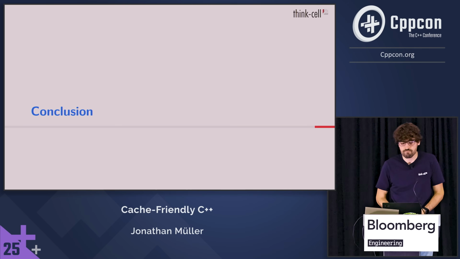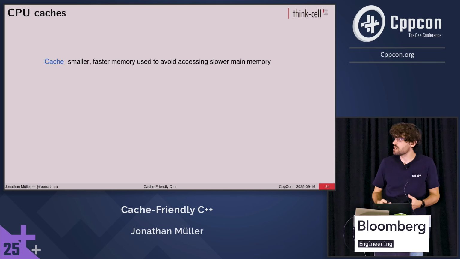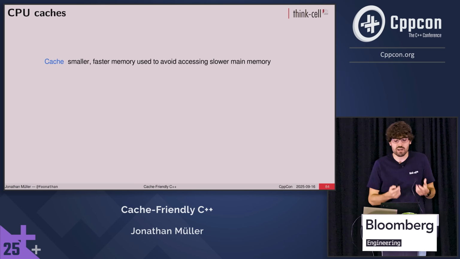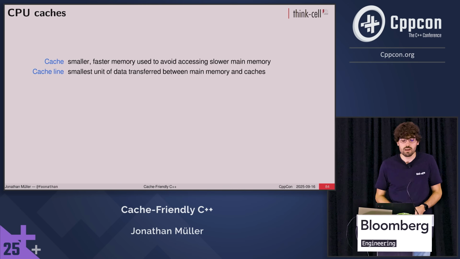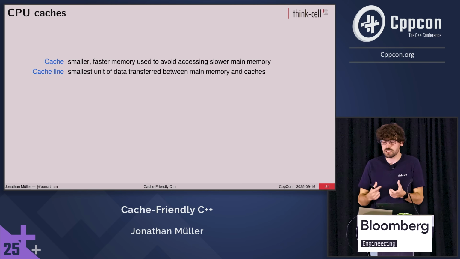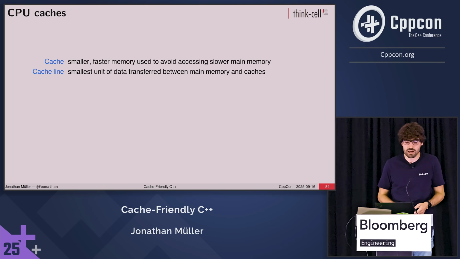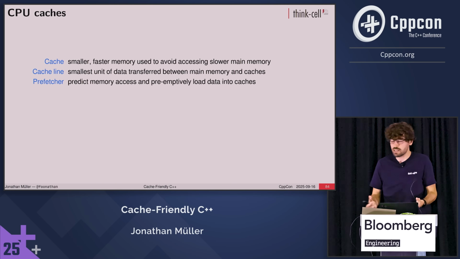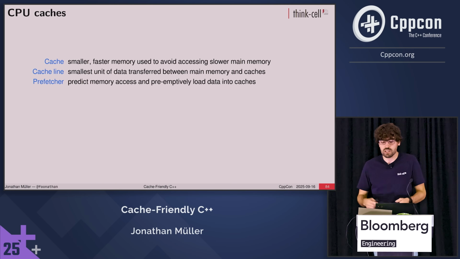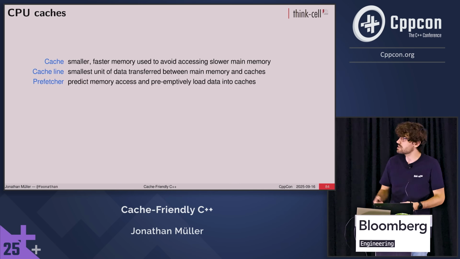Then to conclude, this was an introduction into CPU caches. They're smaller, faster memory that you use to avoid accessing the slower main memory. The cache line is the smallest unit of data that is transferred between main memory and the caches. And to make cache misses less likely, we have the cache prefetcher. It predicts memory accesses and preemptively loads the data into the caches.